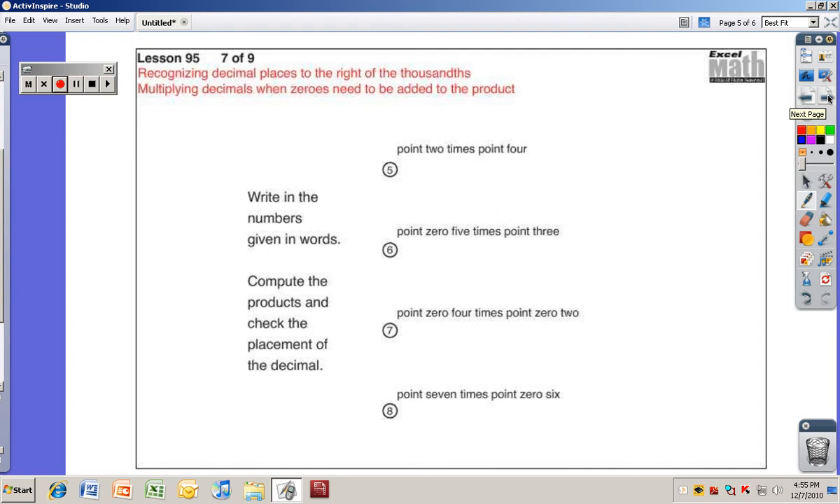All right. Try these. They're actually giving it to you in words now. Go ahead and try 5, 6, 7, and 8. Turn the video back on when you're ready to see the solution. It says 0.2 times 0.4. 2 times 4 is 8. 2 numbers on the right side of the decimal point, so the answer is 0.08.